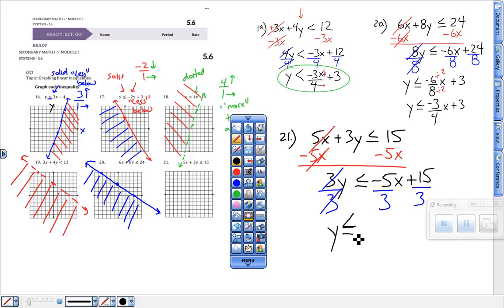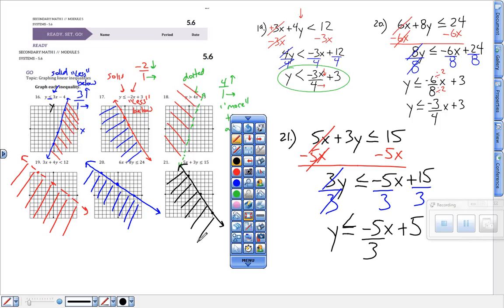We'll almost put an equal in there. That means right 3, down 5. 15 divided by 3, just put 5. All right, and graph it. 5 on the y-axis. Over 3, down 5. Over 3, down 1, 2, 3, 4, 5. Solid line. Less than, solid line, less than, below. Looks like none of those were more than.